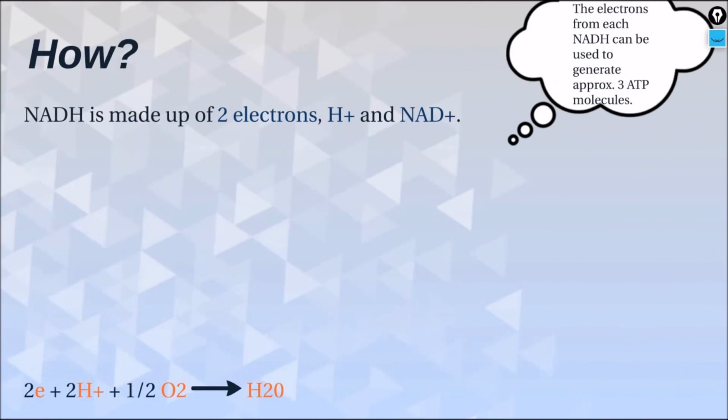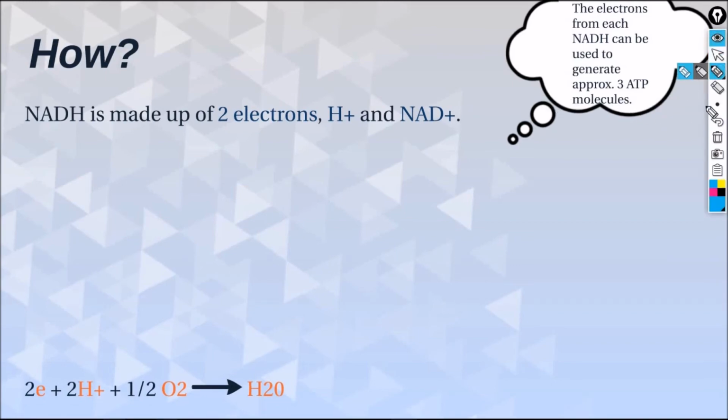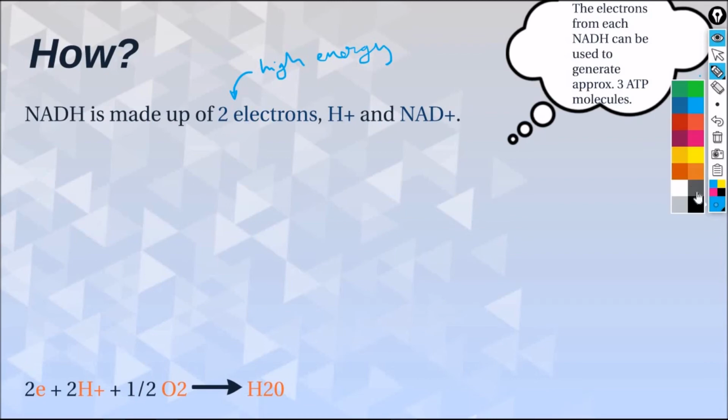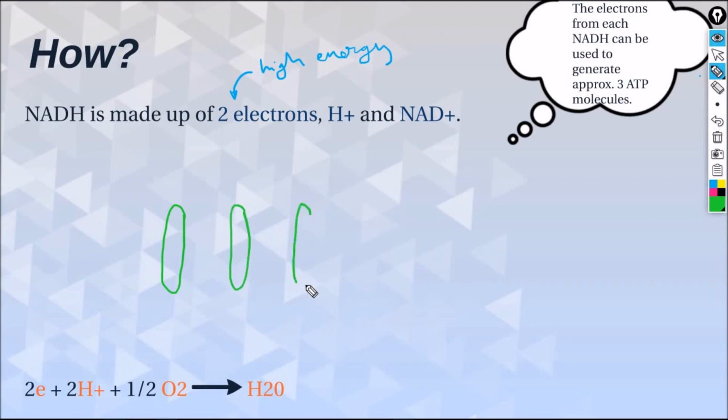So NADH contains 2 high energy electrons, a proton, and NAD+. Now these 2 electrons are high energy electrons, and in the electron transport chain we're going to have to extract this high energy from the electrons, and this is done in the inner mitochondrial membrane in some of the proteins, which you don't need to know about for the leaving cert. You need to know that they exist, but you don't need to know what they're called or go into any sort of detail for them.